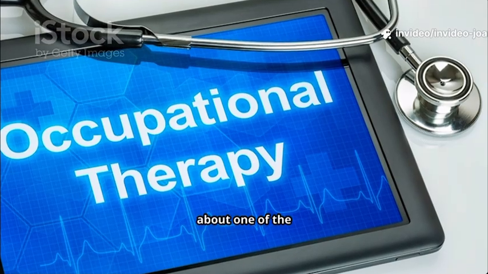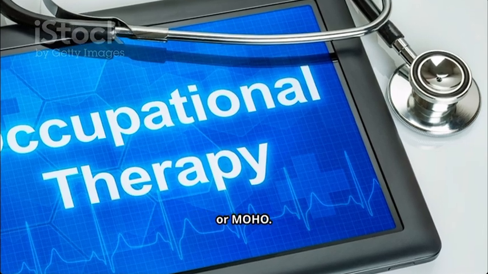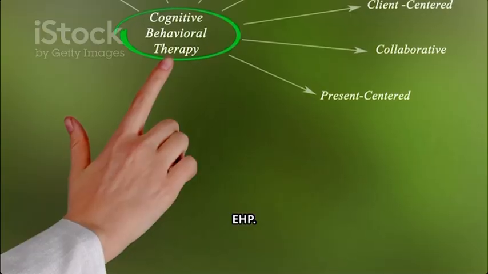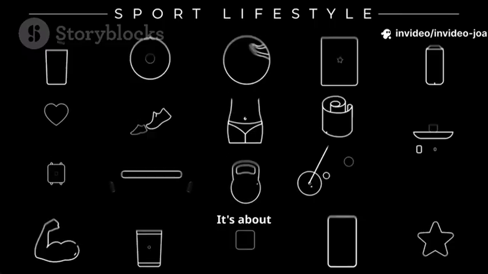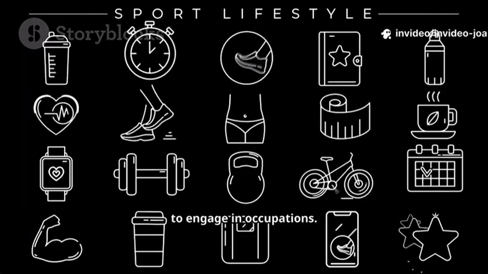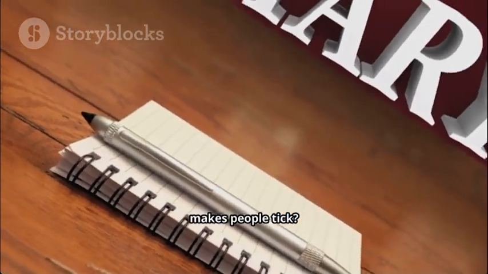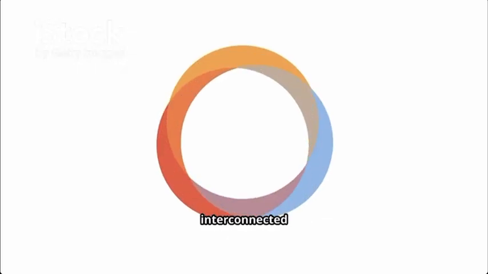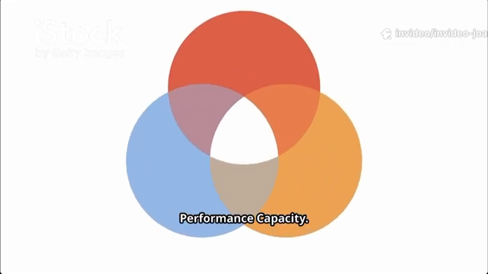Now let's talk about one of the most well-known models in our field, the Model of Human Occupation, or MOHO. MOHO takes a deep dive into the person. It's about understanding what motivates, organizes, and enables people to engage in occupations. MOHO asks, what makes people tick? MOHO proposes 3 interconnected internal components: volition, habituation, performance capacity.